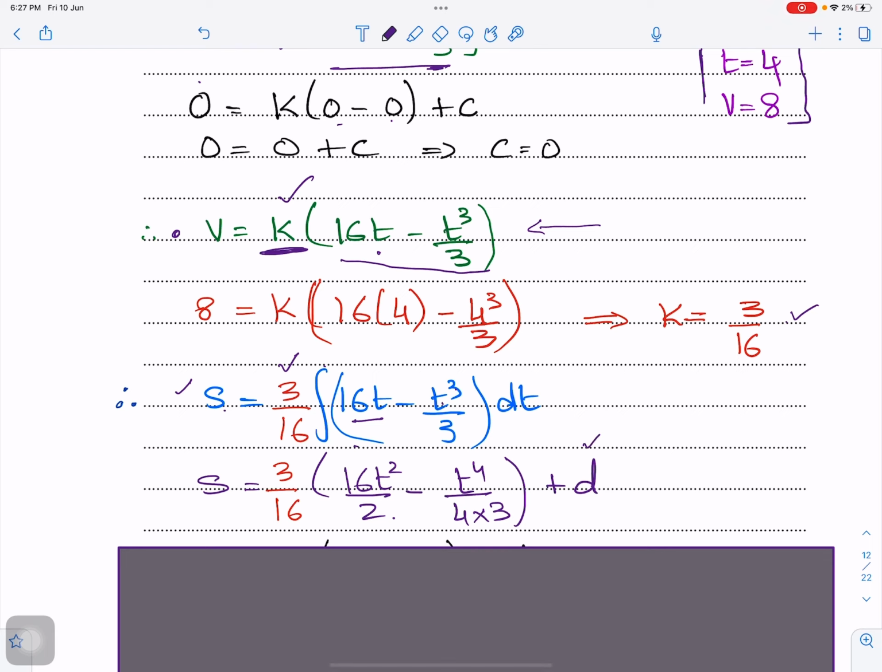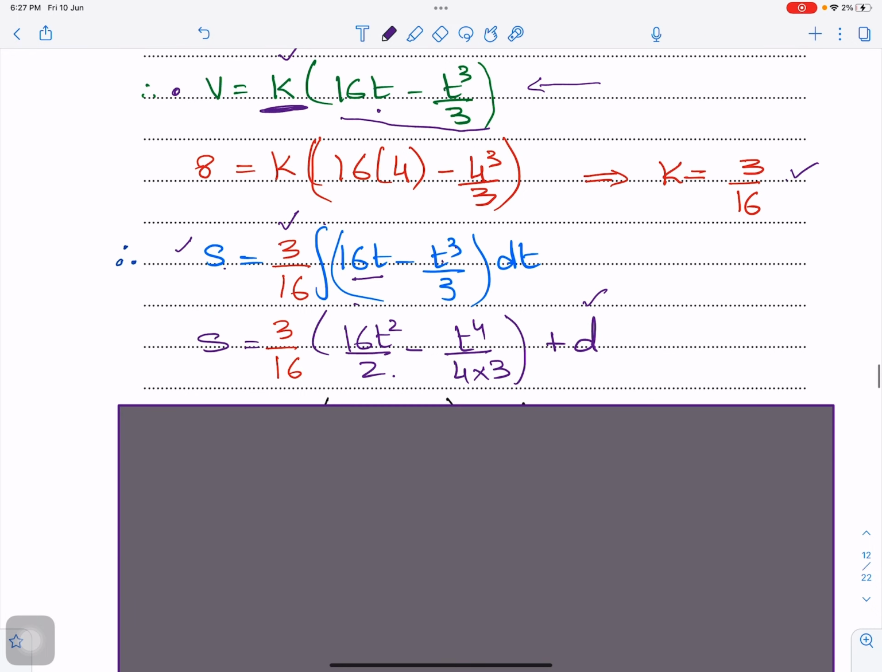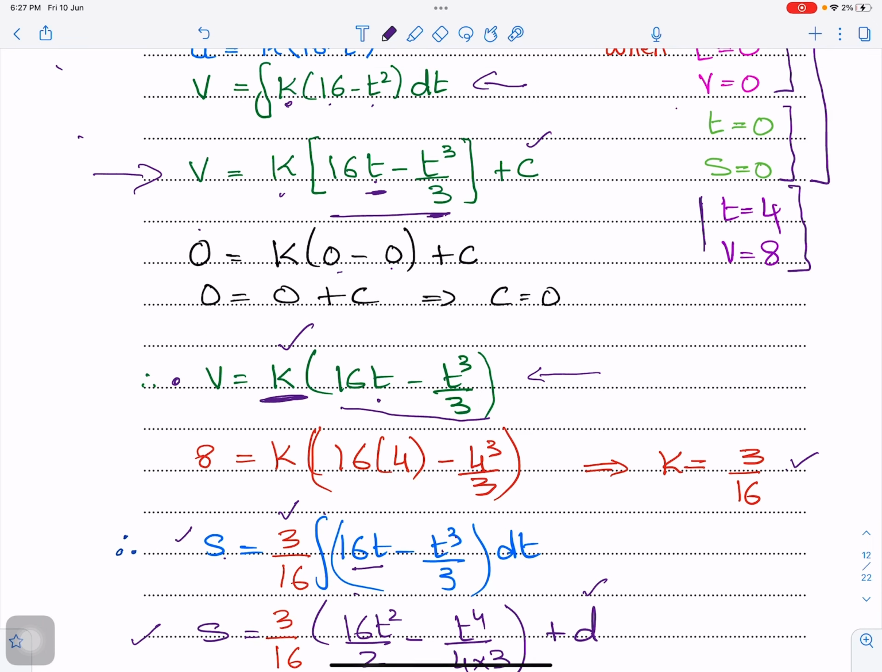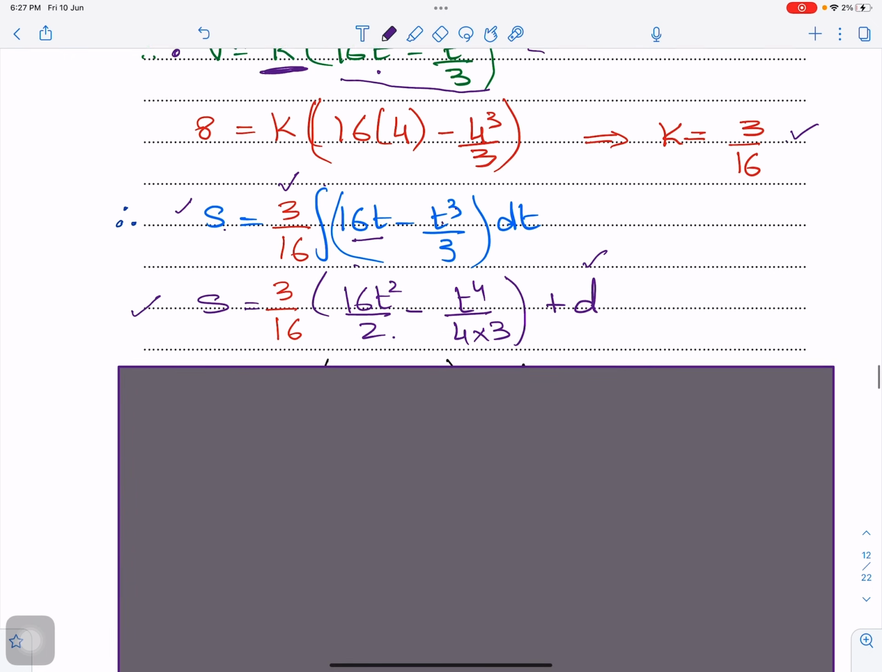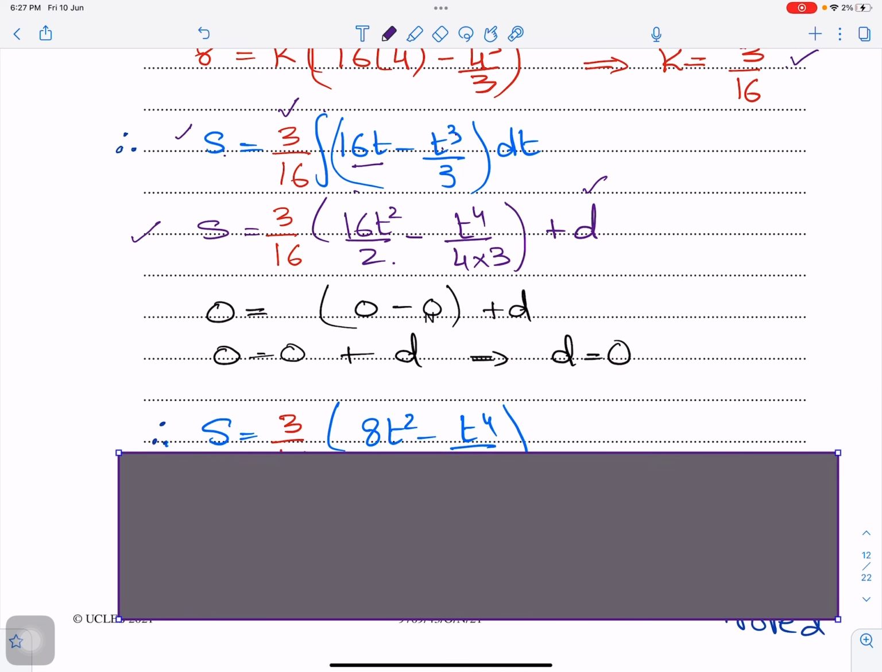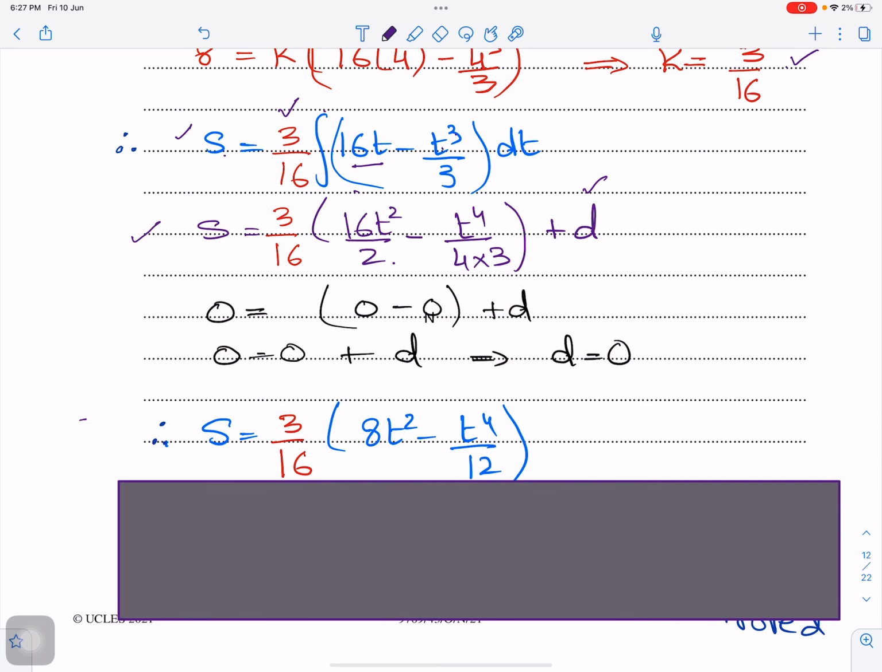And I'm using another letter here. C I have used earlier, so now I'm using d. Now to find out the value of d, I need to plug in the value of s and t. So from the question, this information was given to you. So I will plug in t0, s0 and I will get d0, right? So simple substitution and you got d0.